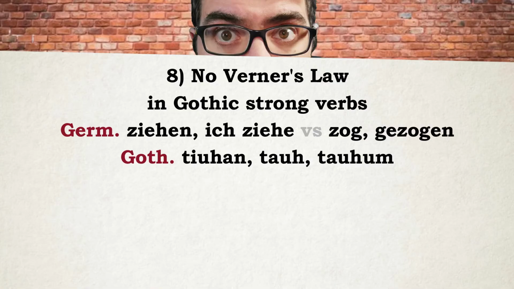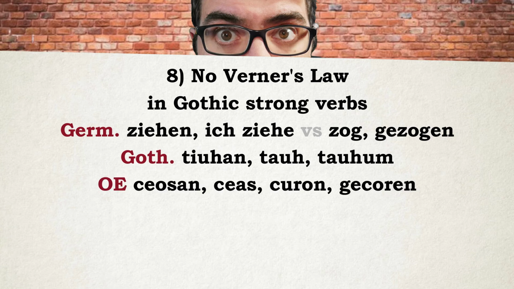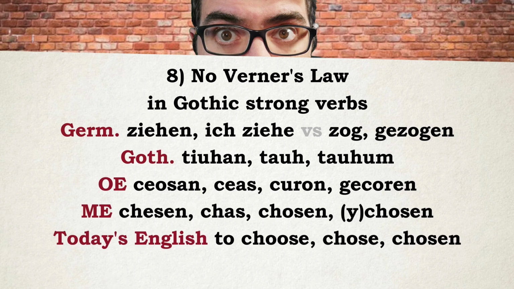Most experts think this is due to the effect of analogy. That is, Gothic speakers at some point decided to extend the same sound, usually the one used in the infinitive and present forms, to all other forms. That's what happened as well in the transition from Old English to Middle English and Modern English. Chosen, from to choose, was gecoren in the past participle. Then it became chosen, restoring the s sound to make it sound more regular and similar to the other forms.